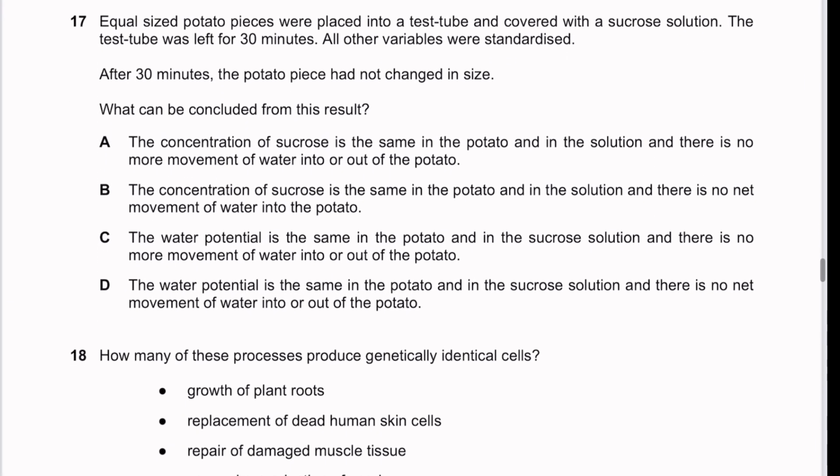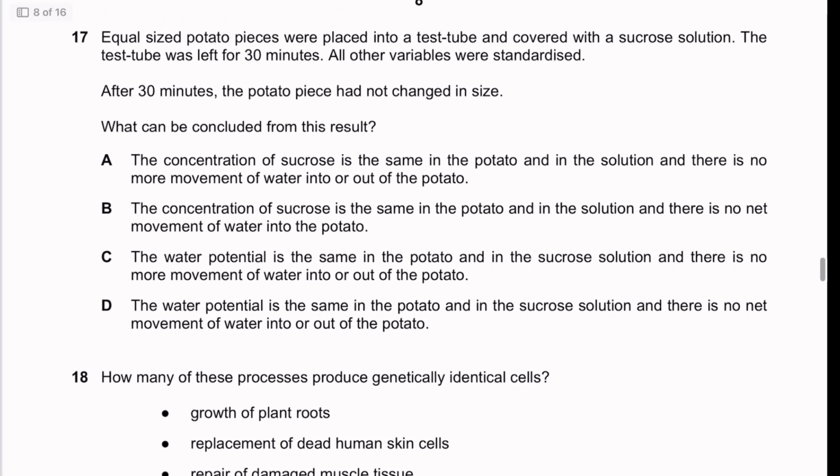Number 17. Equal-sized potato pieces were placed into a test tube and covered with a sucrose solution. The test tube was left for 30 minutes and all other variables were standardized. After 30 minutes, the potato piece had not changed in size. What can be concluded from this result?